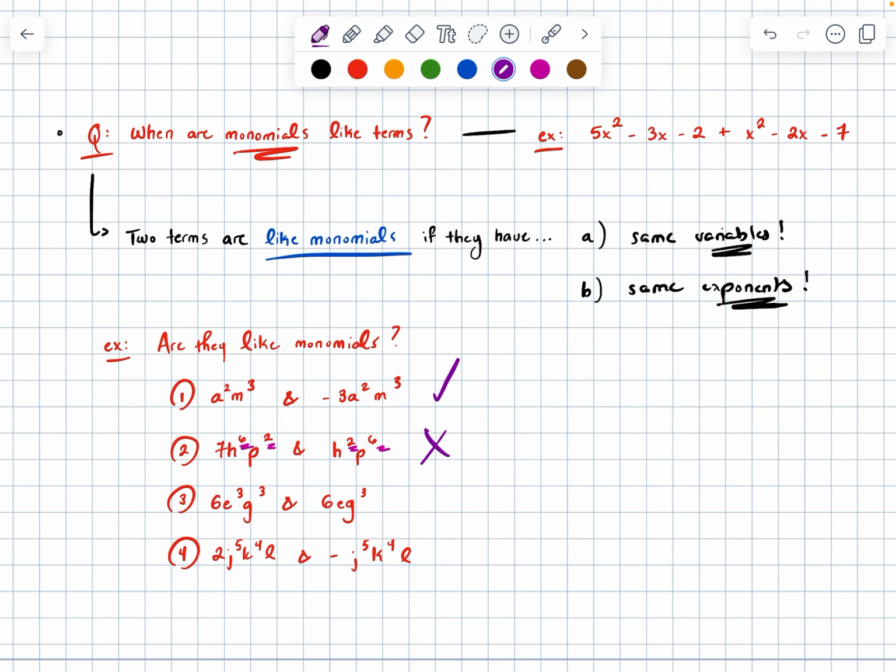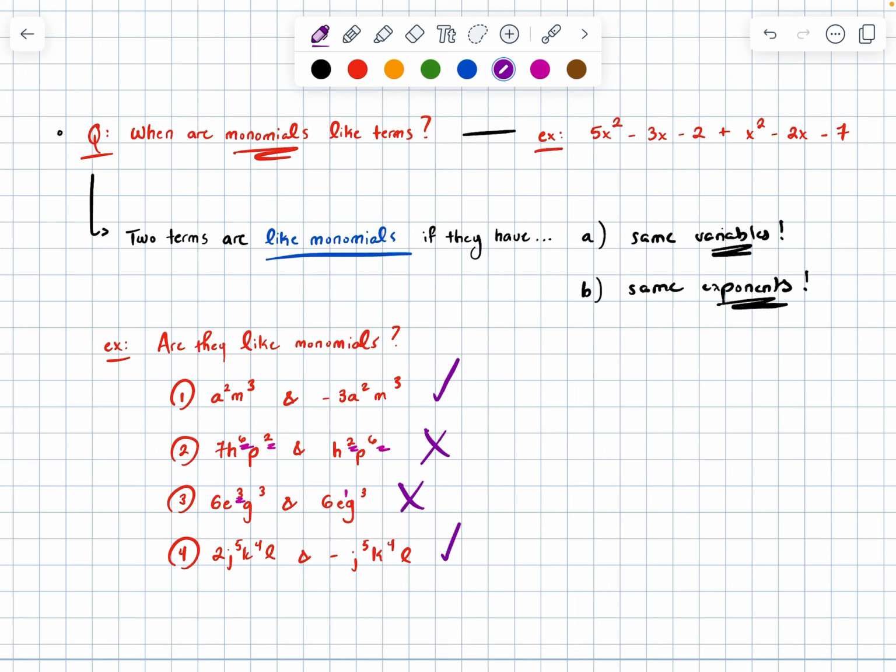For 3, again, both of them have e's and g's, but notice that this e has a power of 3, whereas the e in the second term has an invisible power of 1. These guys are not going to be combinable. Whereas for number 4, both of them have j to the 5th, both of them have k to the 4th, both of them have l.